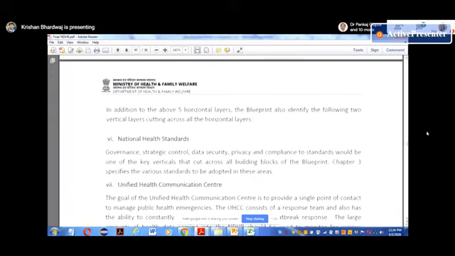And the final layer is basically the access and delivery layer. So the access and delivery layer is the different channels through which these applications can be accessed. So it can be through a web browser, it can be through mobiles. So they are clearly talking about a mobile-first and cloud-first strategy. I will cover it more tomorrow in the design principles.